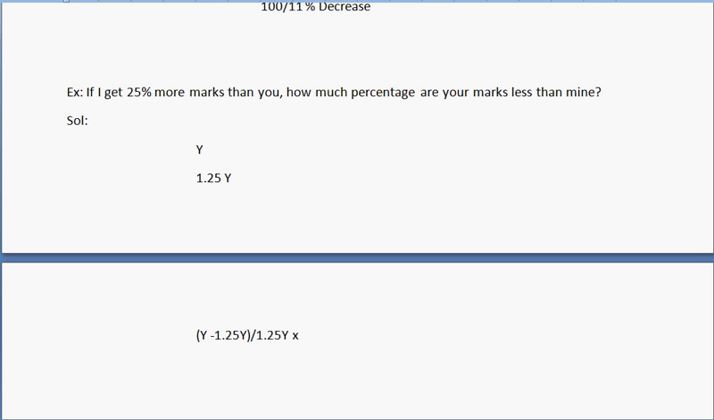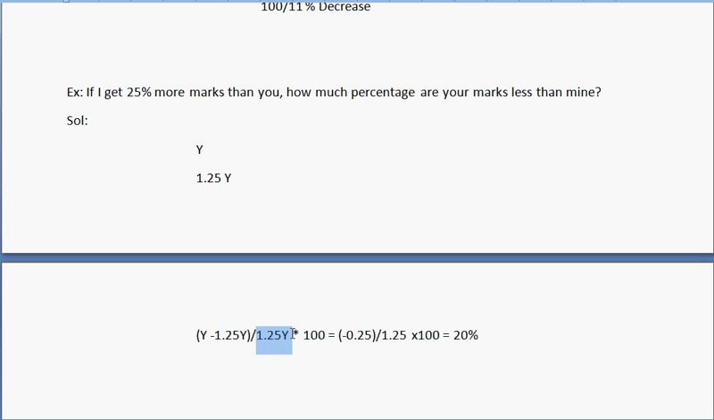So usually we make the mistake that we put the denominator as Y only, right, and then to make it into percentage we multiply it by 100. So this would become minus 0.25Y, and Y I am cancelling, divided by 1.25, this whole multiplied by 100, right, and this is equal to 20%. So your marks are 20% less than mine.